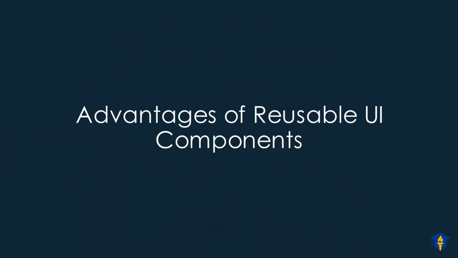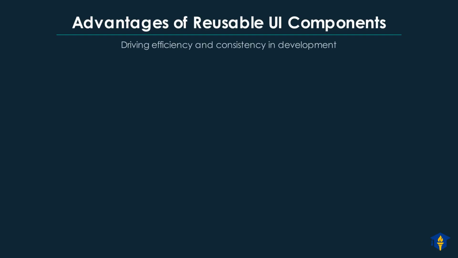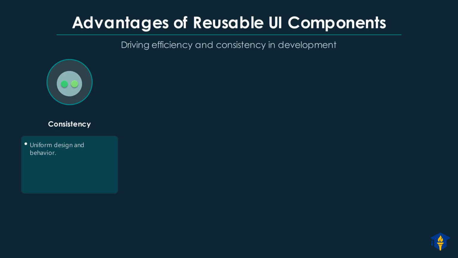Let us now explore the significant advantages of implementing reusable UI components in your development workflow. These components are crucial for driving both efficiency and consistency throughout the entire application development process. First, a major benefit is achieving consistency in your application's design and behavior. Reusable components ensure a uniform design and consistent behavior across your entire application, enhancing user experience. This consistency is maintained seamlessly across the entire application, no matter how many pages or features you have.